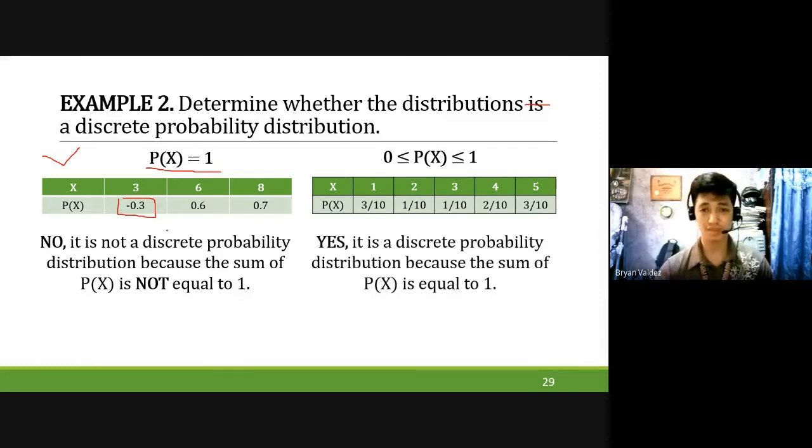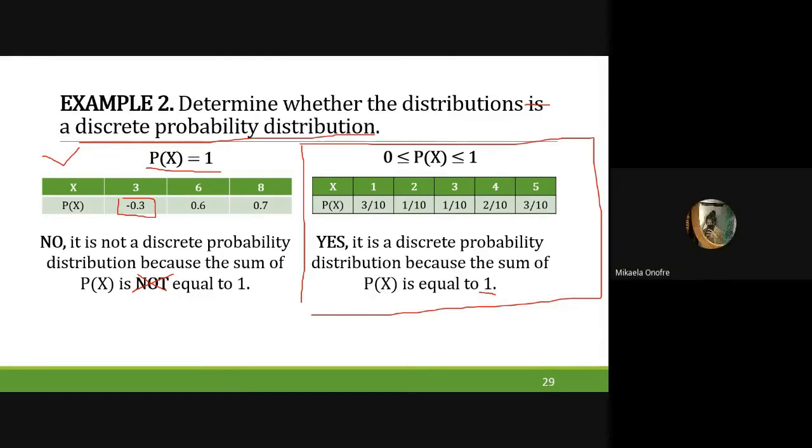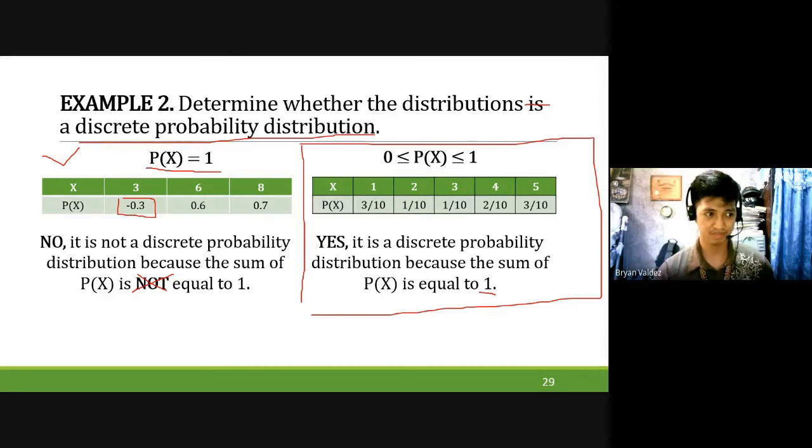So, etong sa second table natin, obviously, it is a discrete probability distribution because the sum of P of X is equal to 1. So dito, equal din siya sa 1. However, meron tayong negative value for the probability. So automatically, hindi na siya discrete probability distribution. Okay? Nakuha po ba? Yes po.